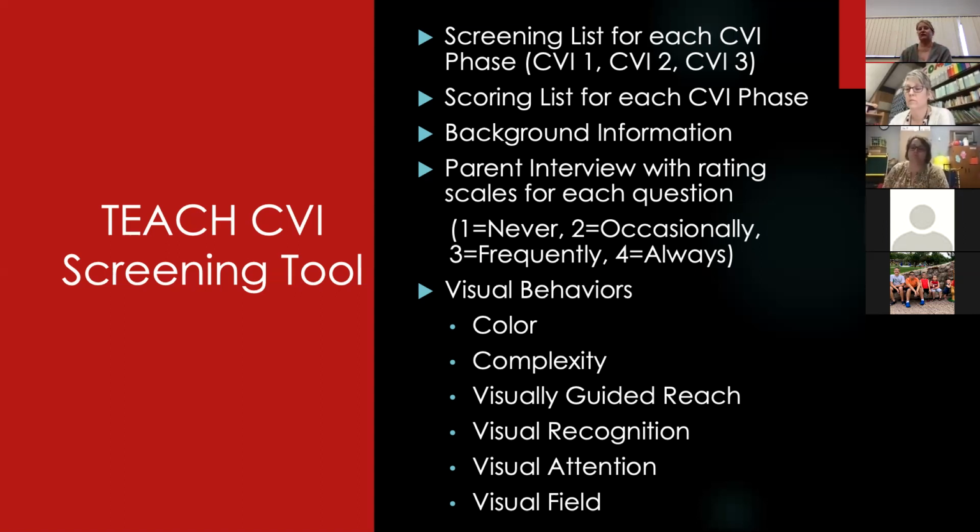Let's look at this Teach CVI screening tool that's a little bit more in depth. And this looks too at the visual behaviors, not all of the same things that the first one did, but it does look at color. Again, complexity, we're going to see it over and over again, that's a huge part of CVI. Visually guided reach is in this one as well. And then the visual recognition, the visual attention, and visual field. And, again, if they're all nevers, well, then something else might be going on.